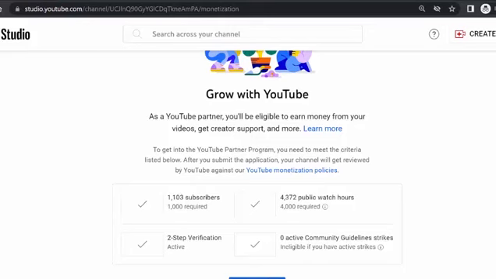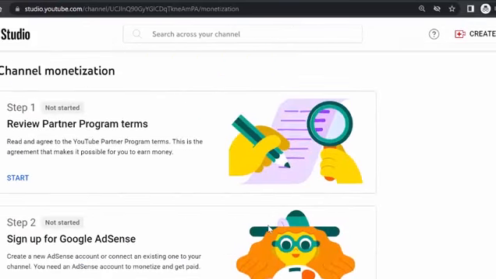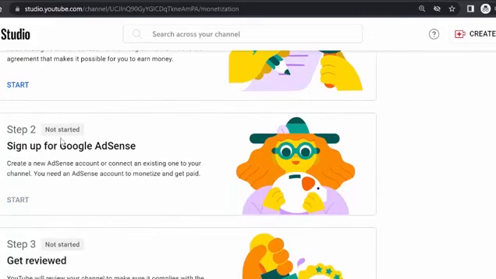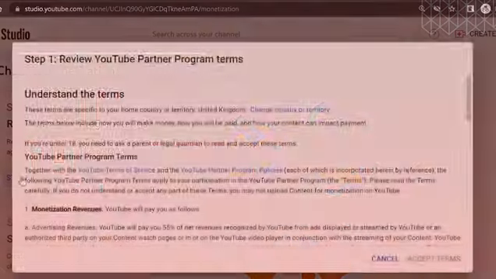I'm going to click on this apply now button, and let's scroll up to the top. And there are 3 steps: step 1, step 2, step 3. Let's click on step 1. This is how we review partner program terms. Read and agree to the YouTube partner program terms. This is the agreement that makes it possible for you to earn money. Okay, so click on start.